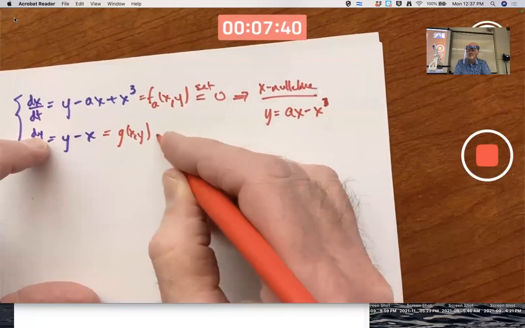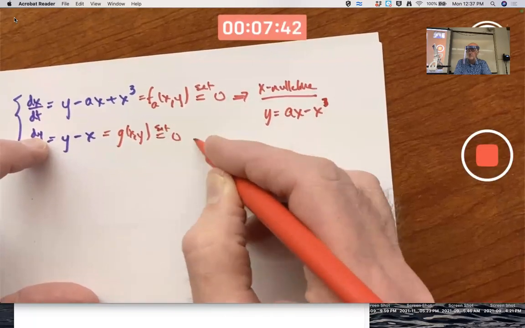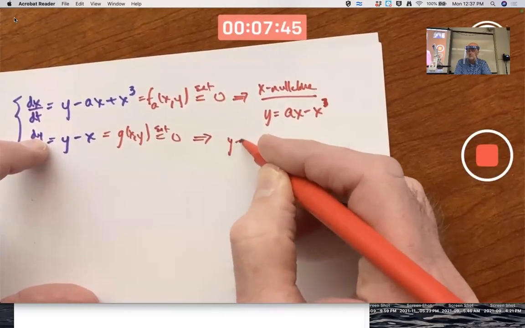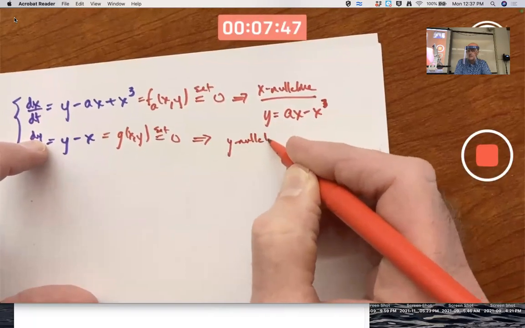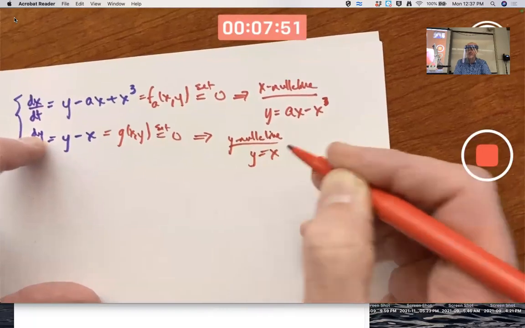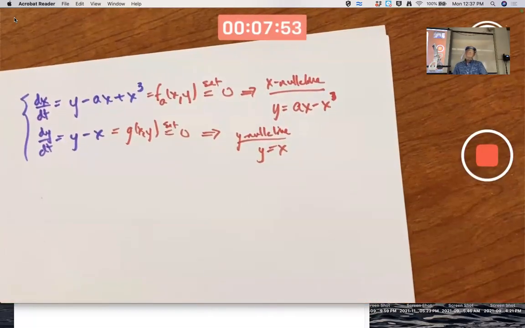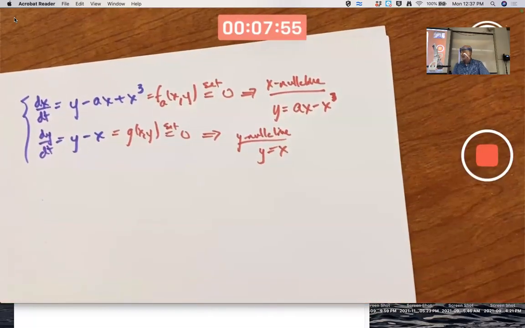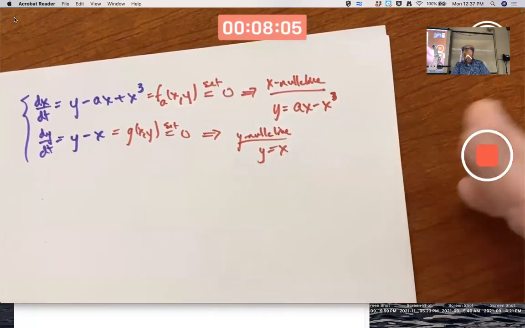And the y nullcline is pretty easy. The y nullcline is constant. It does not depend on a. It's the line y equals x. So that's the first thing I do, is I find the nullclines. And I might ask you to do that. Where the distinct nullclines intersect is where you get equilibrium points.